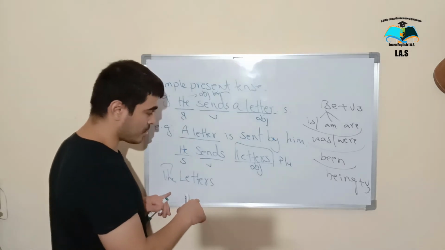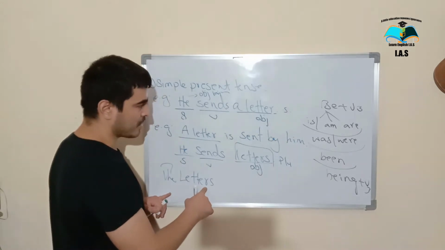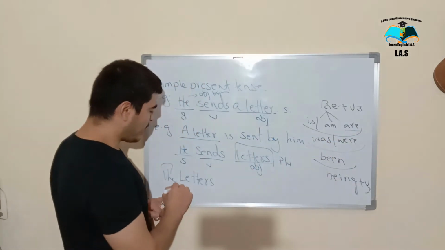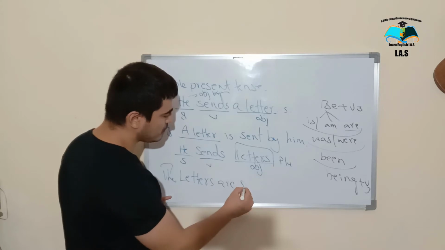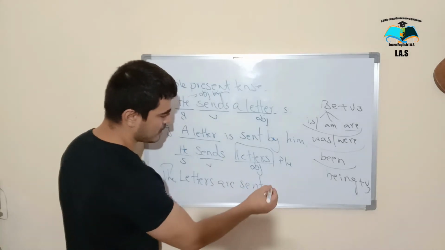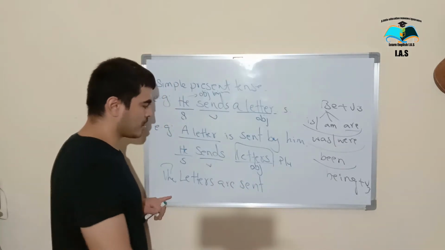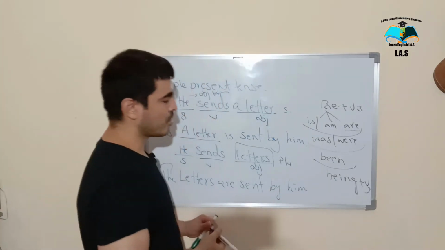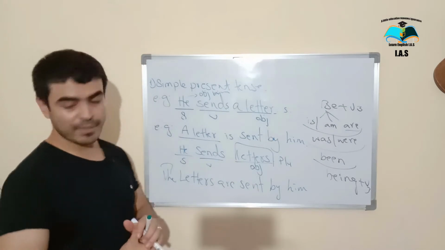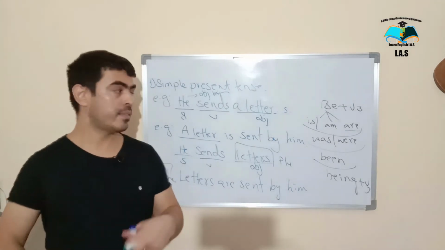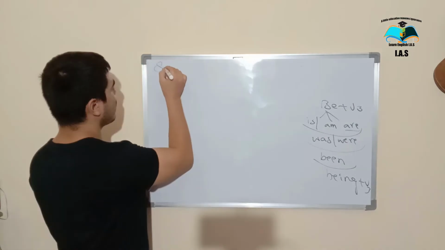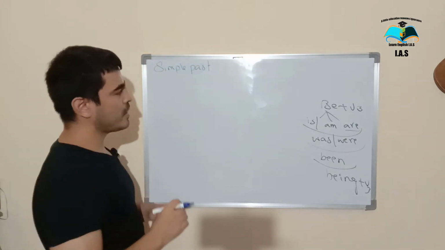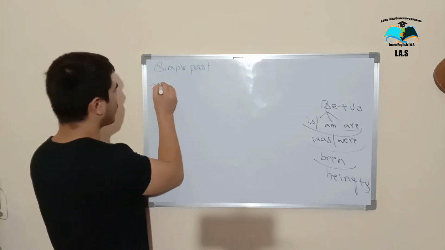So I can say the letters. Okay, the letters. Now according to this subject, I have to choose a to be verb. Is or are, which is the right answer? The letters are, past participle, sent. The letters are sent by him. So we have done it. Okay. Now let's work on the next tense. Now let's talk about simple past. Right? Okay. Let's go for the example first.